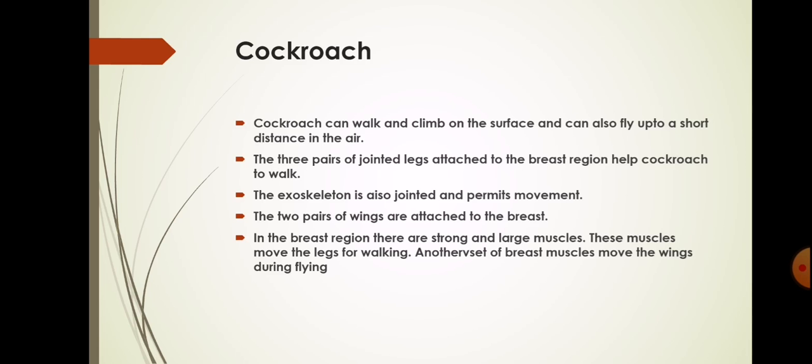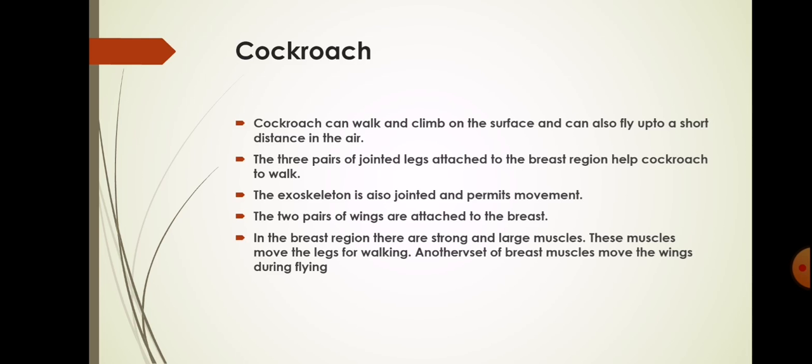In the same way, along with the three pairs of legs and the exoskeleton, the cockroach has two pairs of wings, which are attached to the breast region only. In the breast region, the cockroach has three pairs of legs and two pairs of wings. This breast region is connected with the three pairs of legs and two pairs of wings. This breast part of the cockroach has a strong and large muscle.